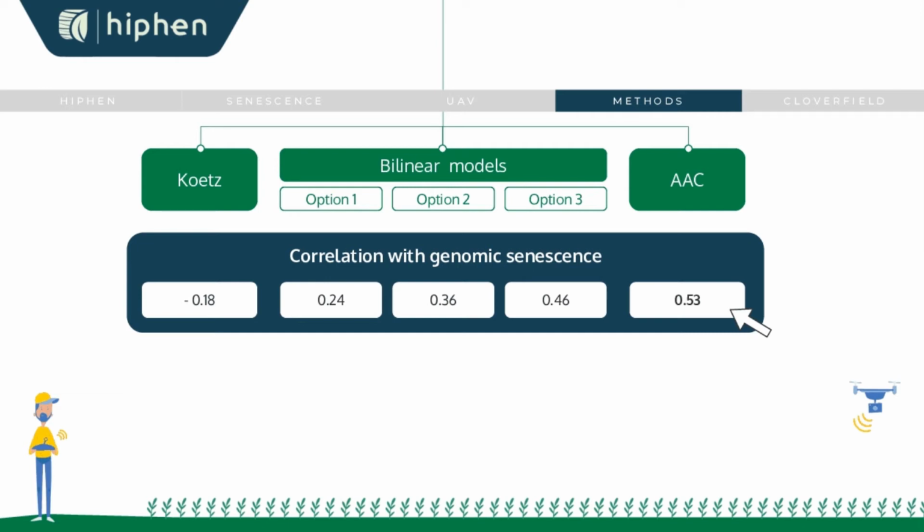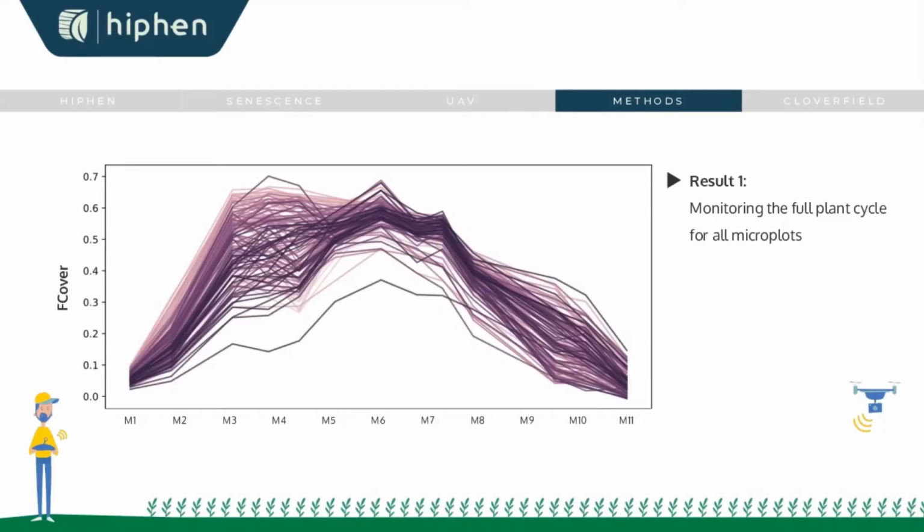This F cover was obtained through PROSAIL inversions, and this is basically how it looks. Yeah, thank you, Alexis. So here we can see some of the results. We can see all of the microplots plotted for each flight we've done, so you can see the entire plant cycle. Here we are looking at F cover.